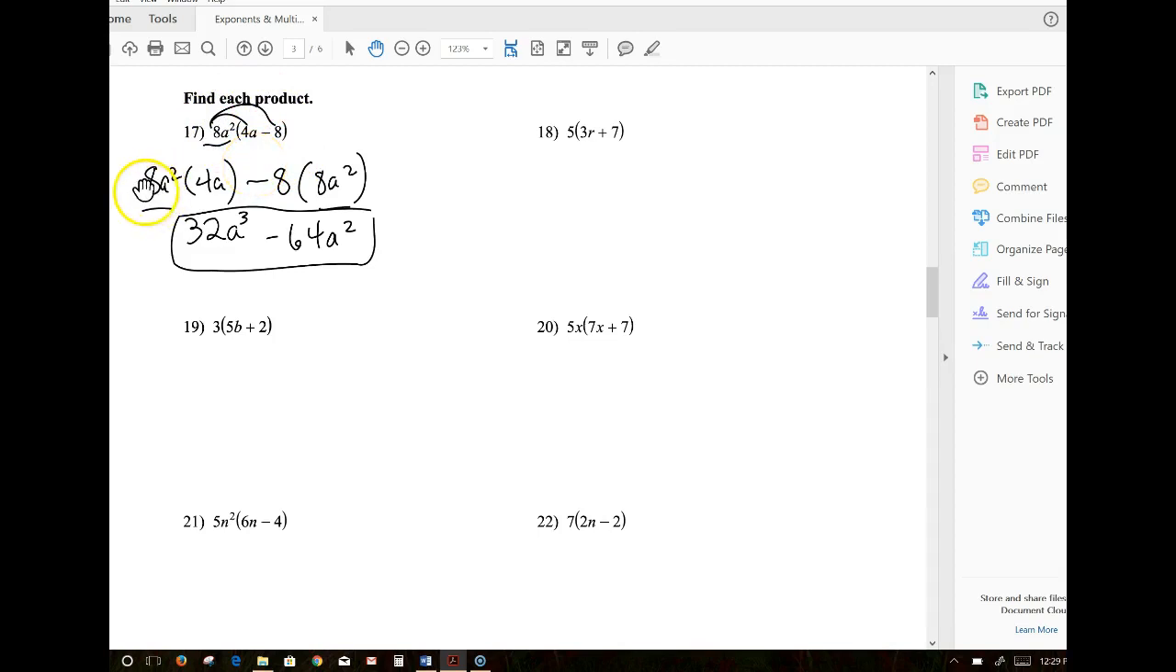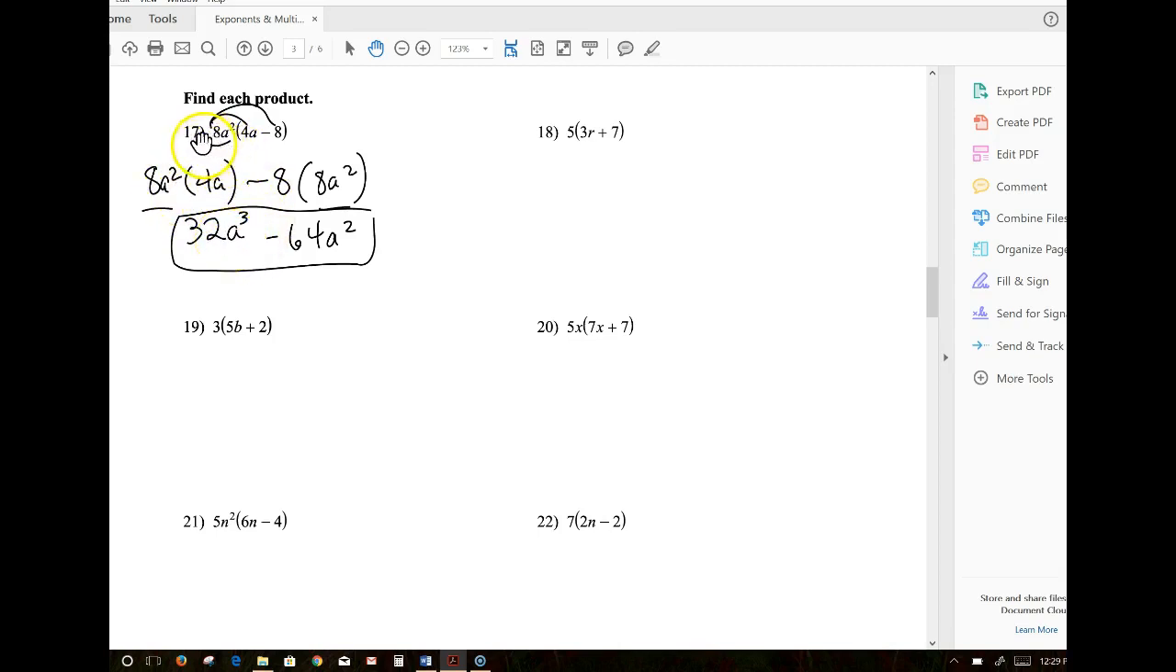So here we go. 8a squared times 4a, we simply multiply 8 times 4 is 32. A squared times a is a cubed. Remember that if there is no exponent, it is an understood 1. And when you're multiplying powers with the same base, such as a squared and a, you add your exponent. So a squared times a is a cubed.